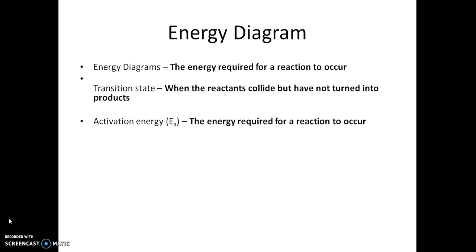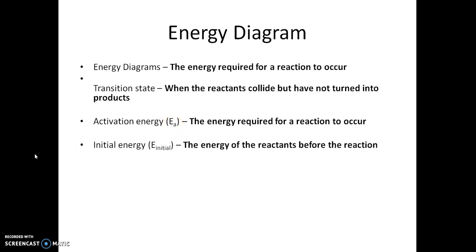Activation energy is the energy required for a reaction to occur. So if I need 10 joules in order for a reaction to occur, that would be my activation energy. Think of it kind of like when you're baking and you have to turn it up to 400 degrees in order to get it to cook. Okay? The symbol for activation energy is E with a little a next to it.